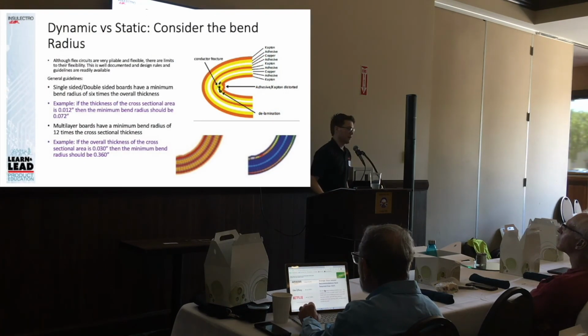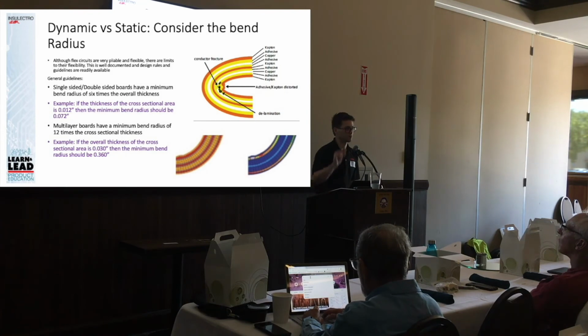Things to consider: your bend radius is directly correlated to the thickness of the flex cable. So for a single-sided flex cable, your rough guideline is that your bend radius should be 6 times the overall thickness. So if you have a thickness of 12 mils, your minimum bend radius before you might see problems is about 72 mils.